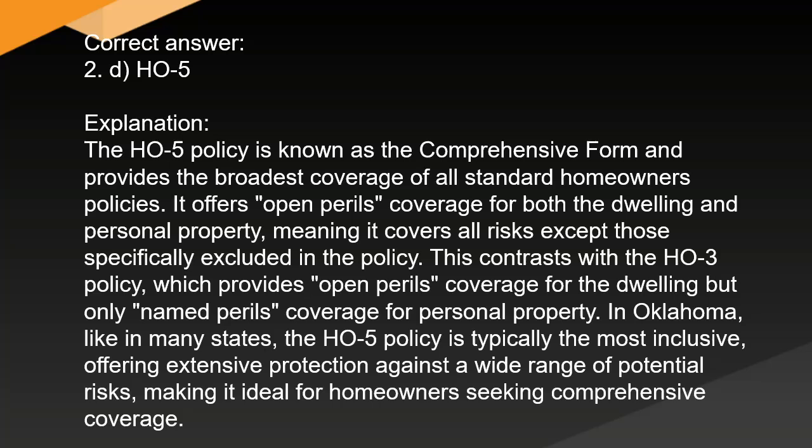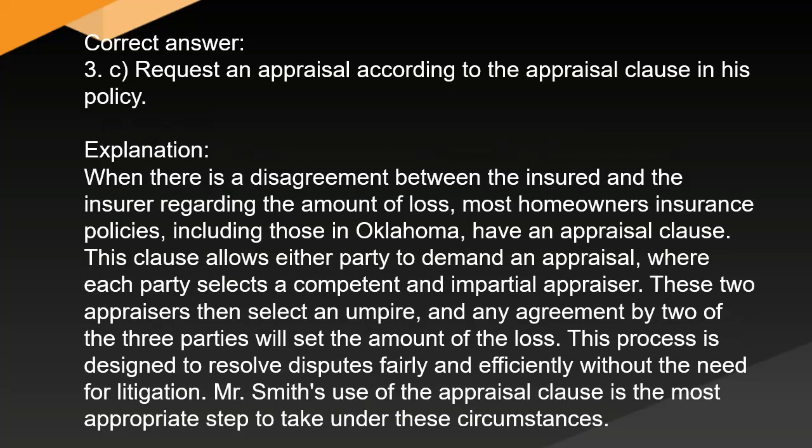It offers open perils coverage for both the dwelling and personal property, meaning it covers all risks except those specifically excluded in the policy. This contrasts with the HA3 policy, which provides open perils coverage for the dwelling but only named perils coverage for personal property. In Oklahoma, like in many states, the HA5 policy is typically the most inclusive, offering extensive protection against a wide range of potential risks, making it ideal for homeowners seeking comprehensive coverage.